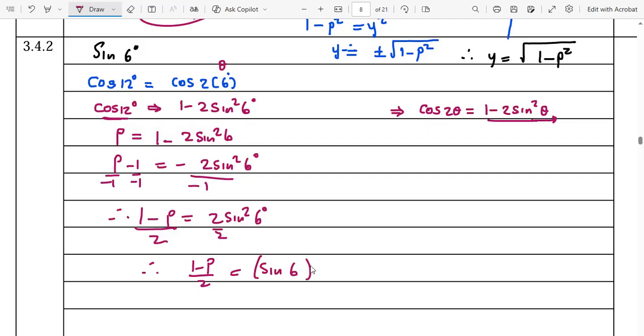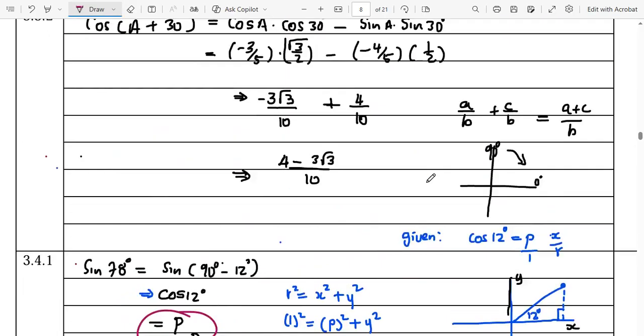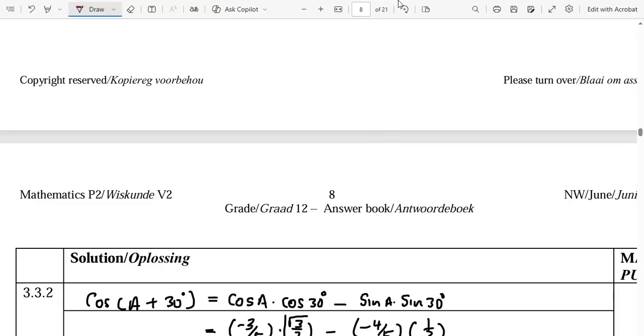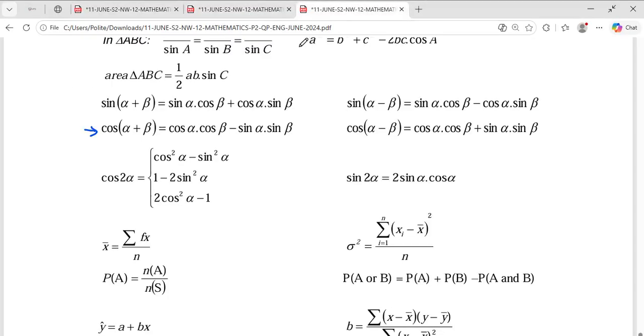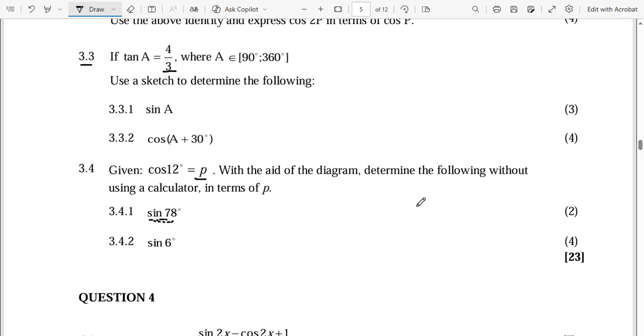So I'm just going to put this like this, and then I can take the square root of both sides. Therefore, sine 6 degrees is equal to, the square root cancels, and this will leave me with the square root of (1 minus P) over 2. And that's it. Wow, that was very, very nice. So this is how you answer those questions from that question paper. Let me first check the mark allocation before we end this one. Oh, that was 4 marks. It makes sense, right? And that's how you answer the question using a sketch.